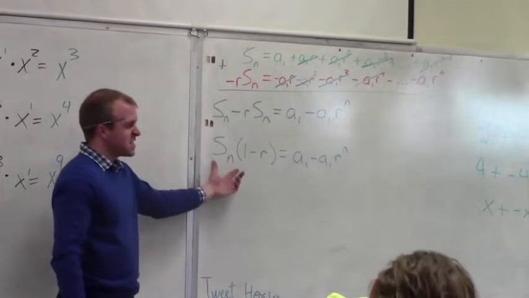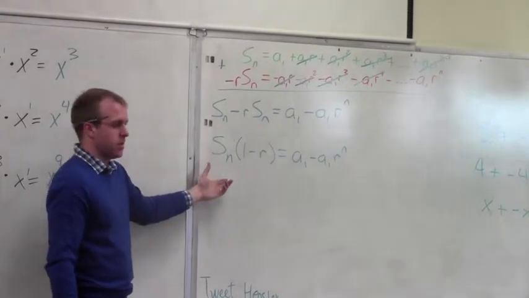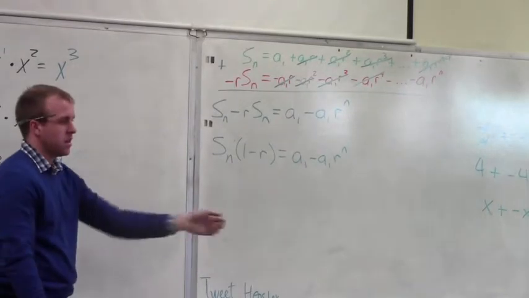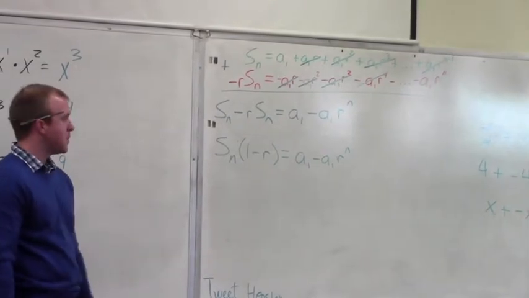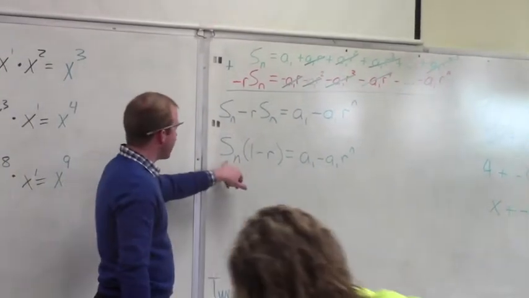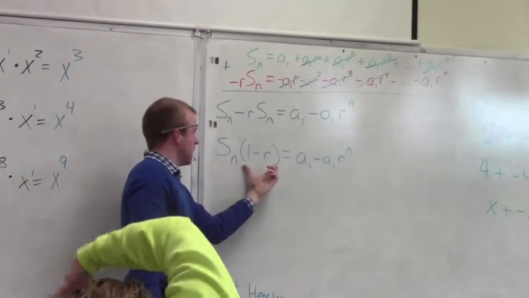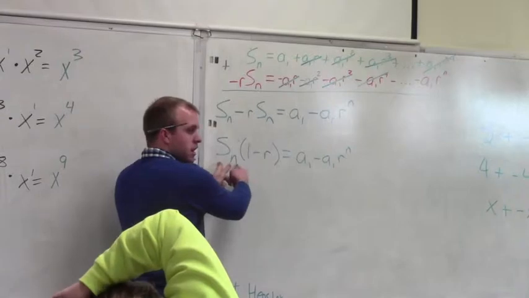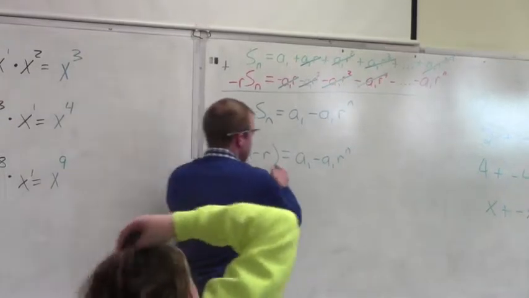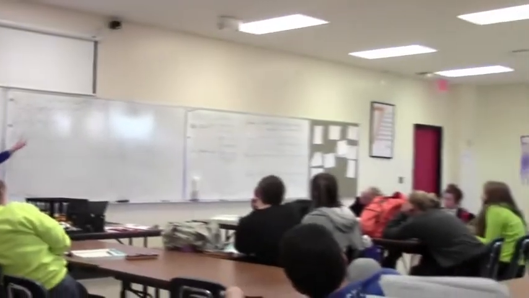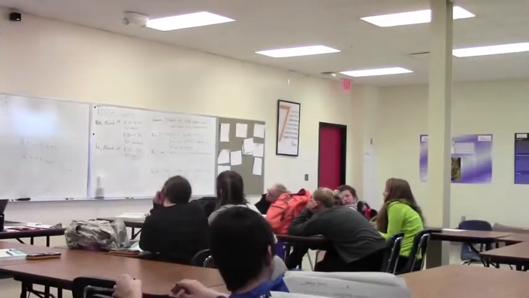And if I want to get S sub n by itself, okay, it's multiplied by this. Devin, what do you think? Look up here. Take a peek. If I have S sub n times this stuff in parentheses, and I only want this to be over here, how do I move this part to the other side? If it's multiplied by S sub n, how do I move it?